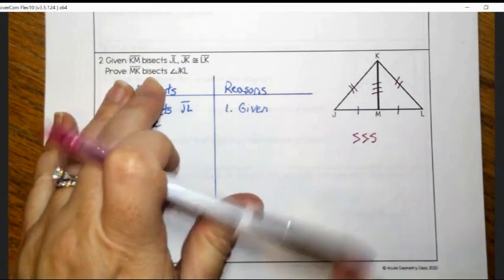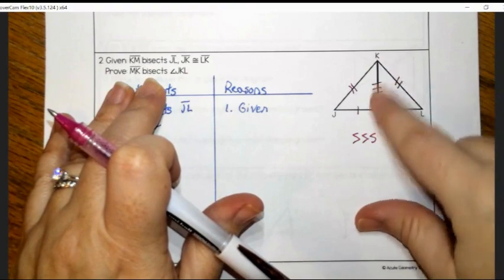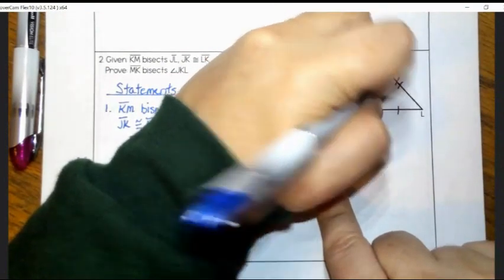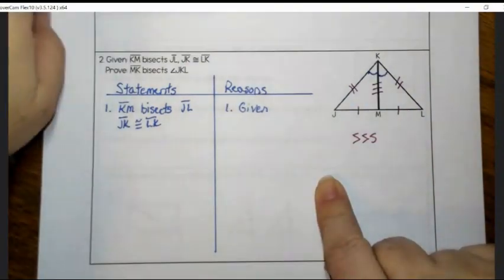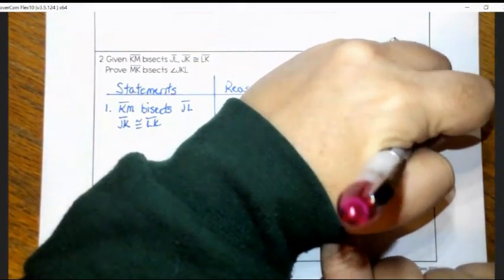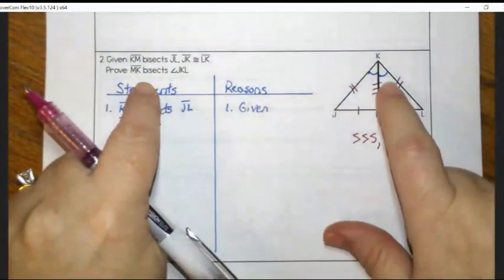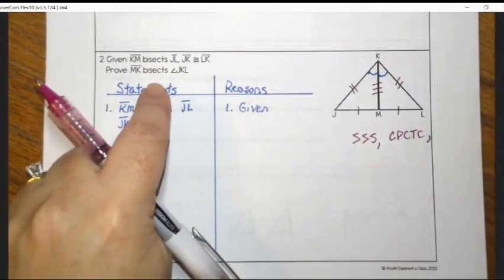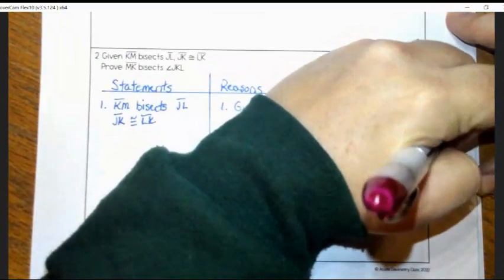Okay, I need to get to the point where MK is going to be bisecting this angle. So if it's bisecting that angle, I know that I need this angle and this angle to be the same. So it's cutting the big angle in half and making 2 angles that are smaller and they're congruent. So after side, side, side, I'm going to need to use CPCTC to show those 2 angles are congruent. And then after CPCTC, once I have those angles are congruent, I know that means that MK has to be a bisector. So to get to that point, you're going to have to use the definition of bisect.